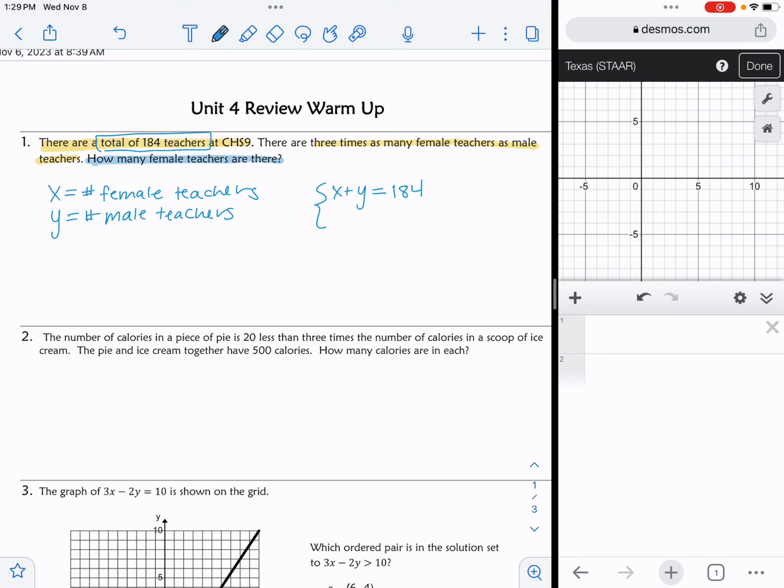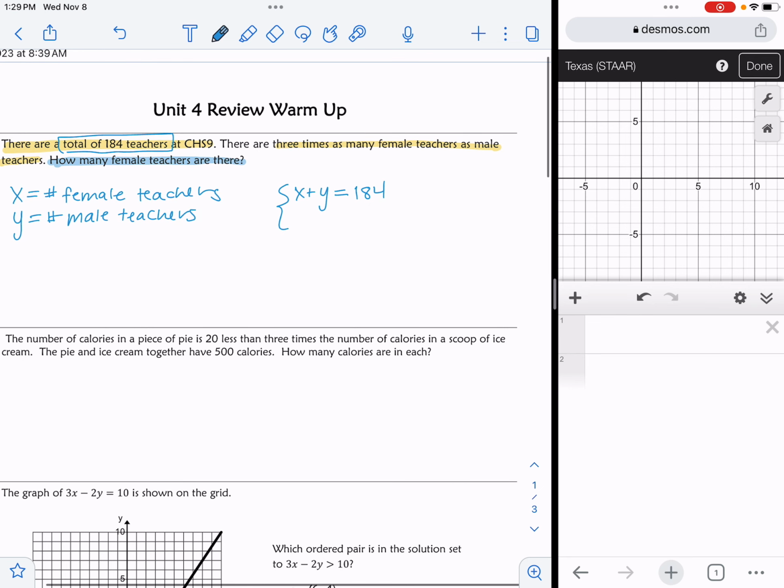Okay, and so the other equation isn't going to have the 184. Once you use the 184, you don't get to use it in the second equation. The other equation comes from the fact that there are 3 times as many female teachers. So female teachers equals 3 times the male teachers.